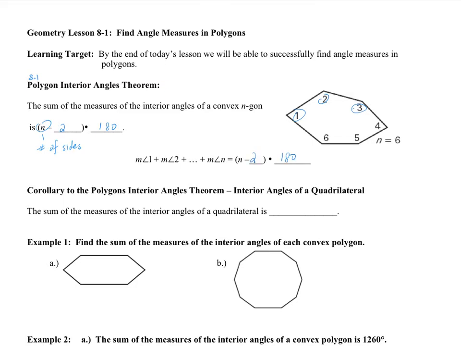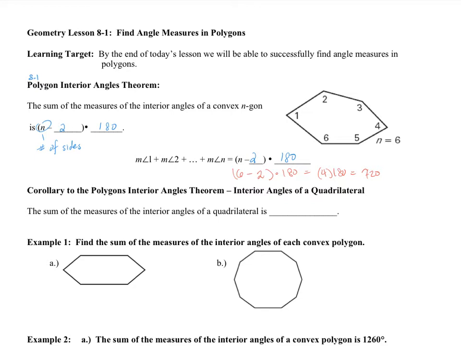So for example, if we have a polygon with 6 sides, then if we plug in 6 for n, subtract 2 times 180, we would get 4 times 180, which equals 720 degrees.